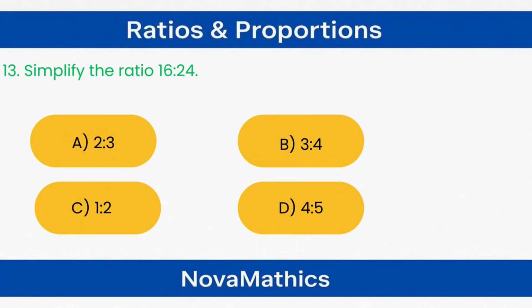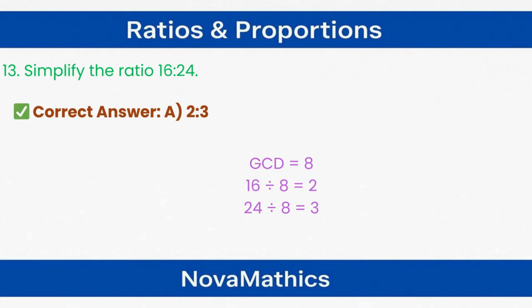13. Simplify the ratio 16 to 24. Divide by 8 to get 2 to 3.